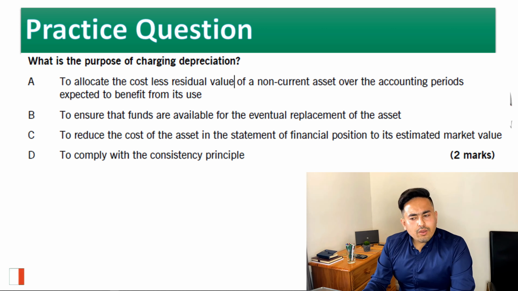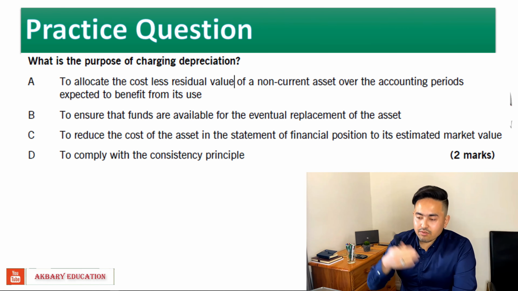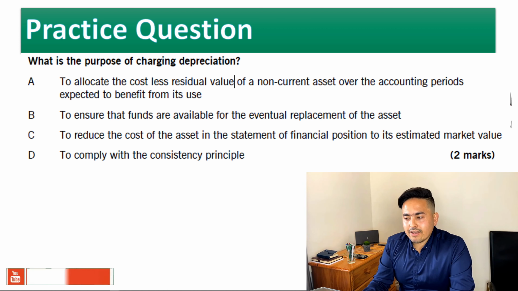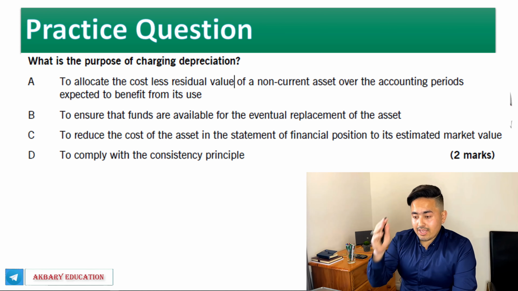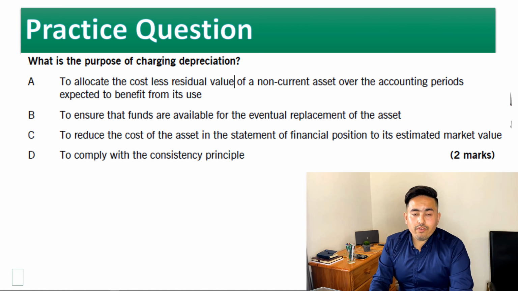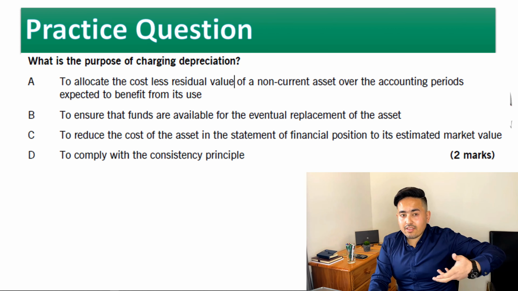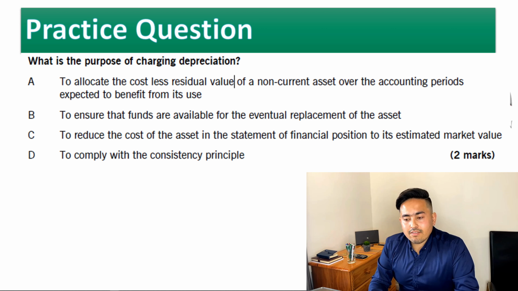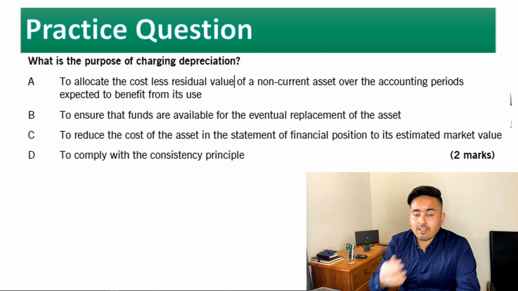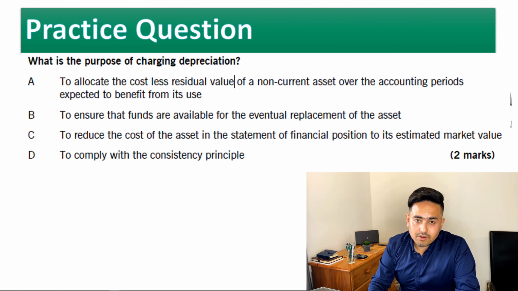The first one, to allocate the cost less residual value of a non-current asset over the accounting period expected to benefit from its use. Remember, in the straight line method, we are deducting the residual value from the value of the asset, and we are recording that at the top for the calculation of the depreciation. We will come to that in a separate video.